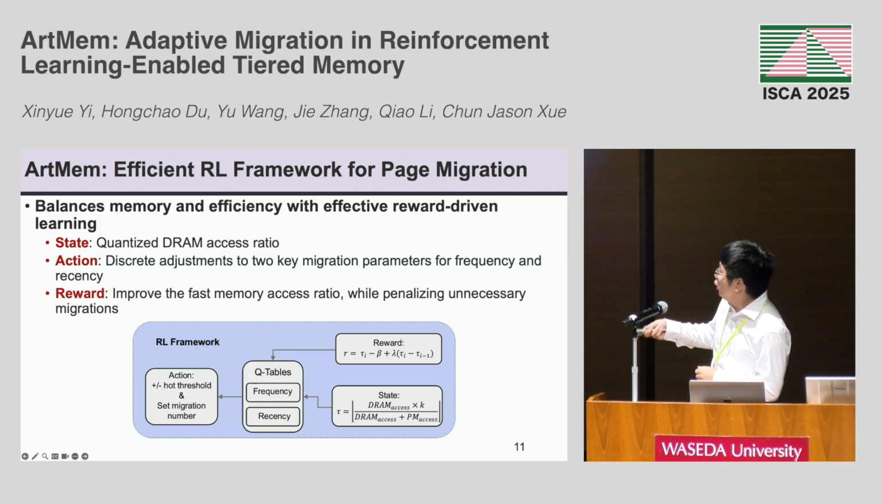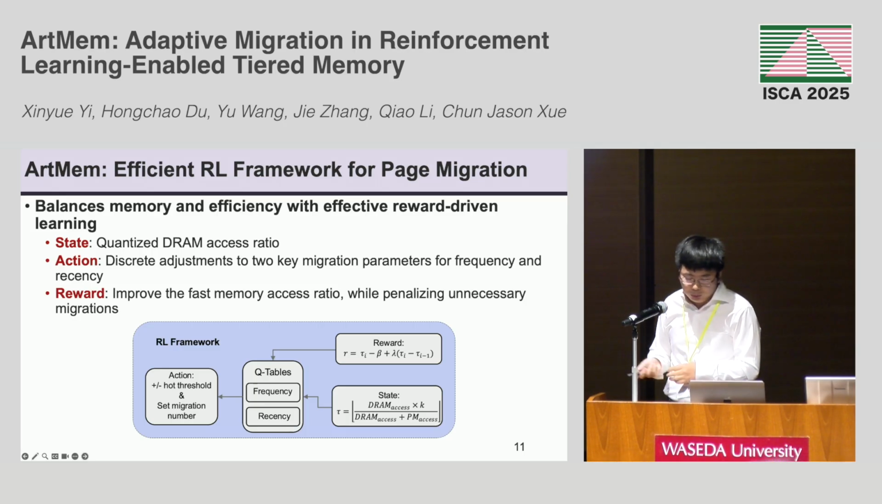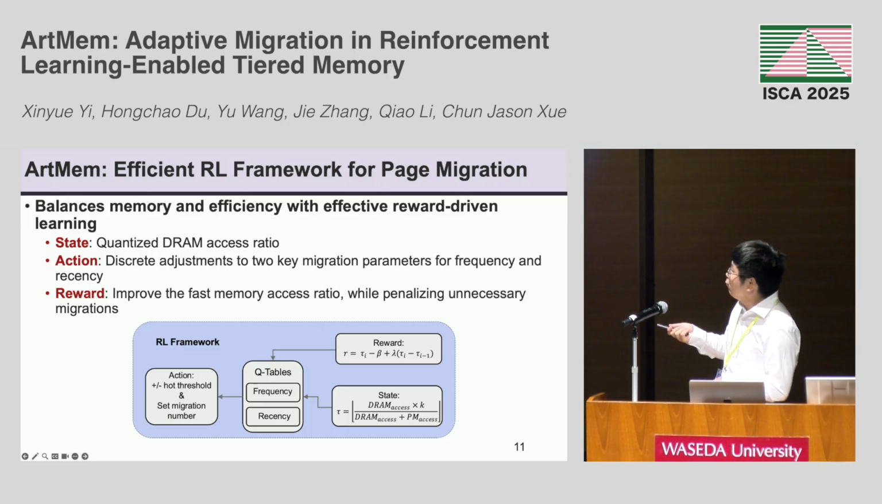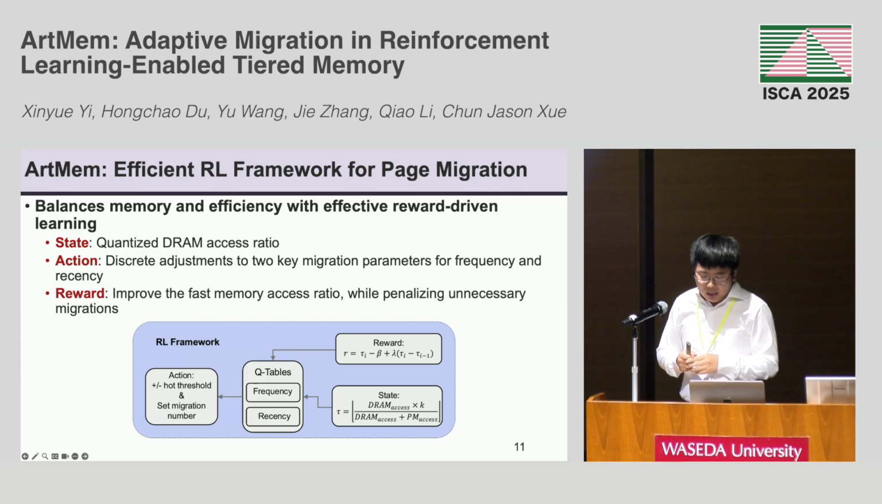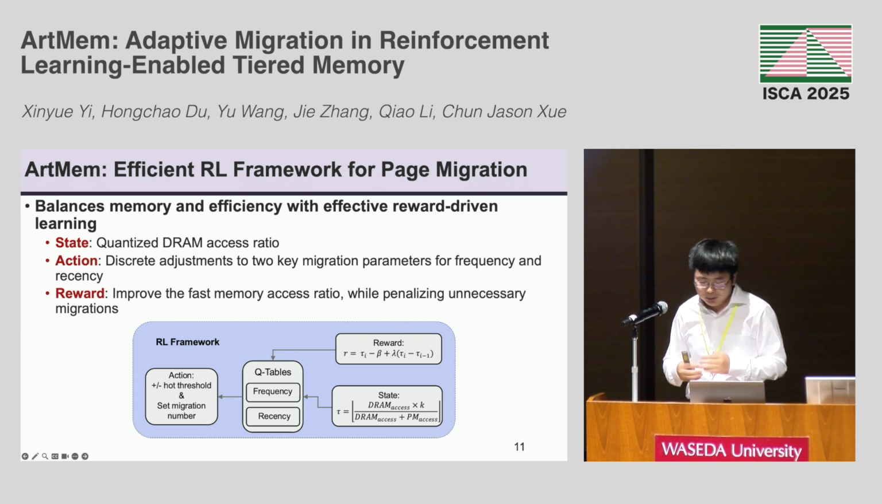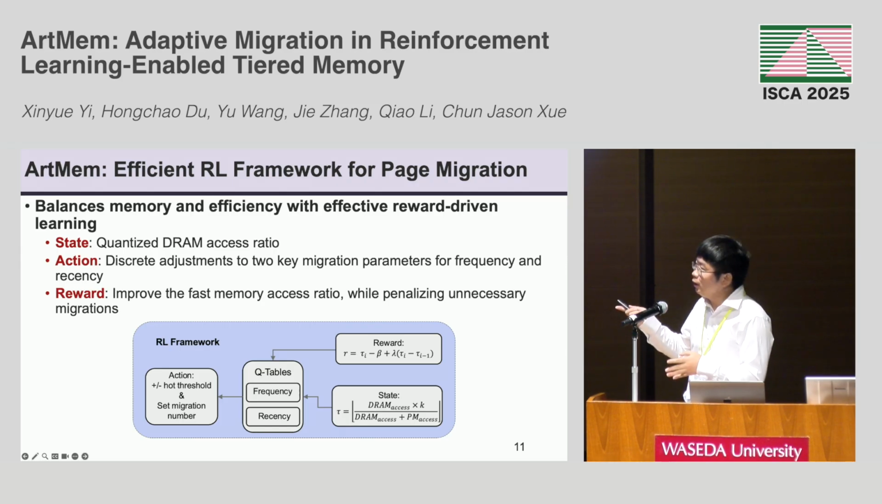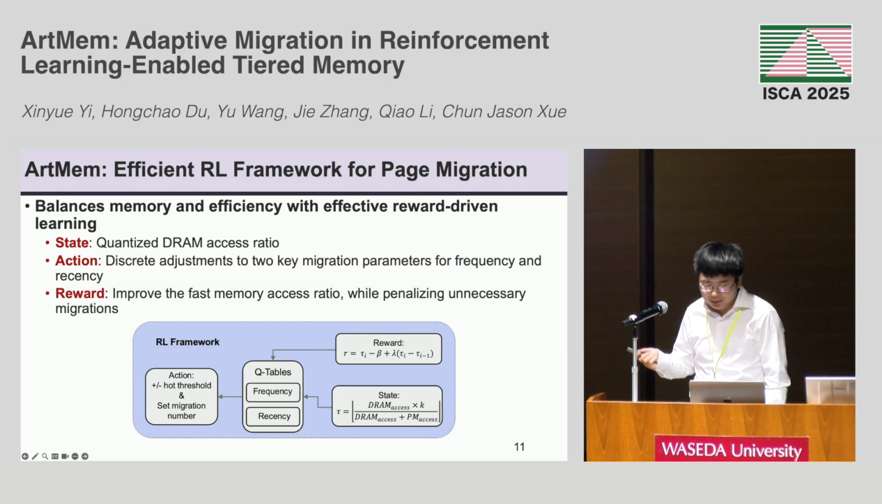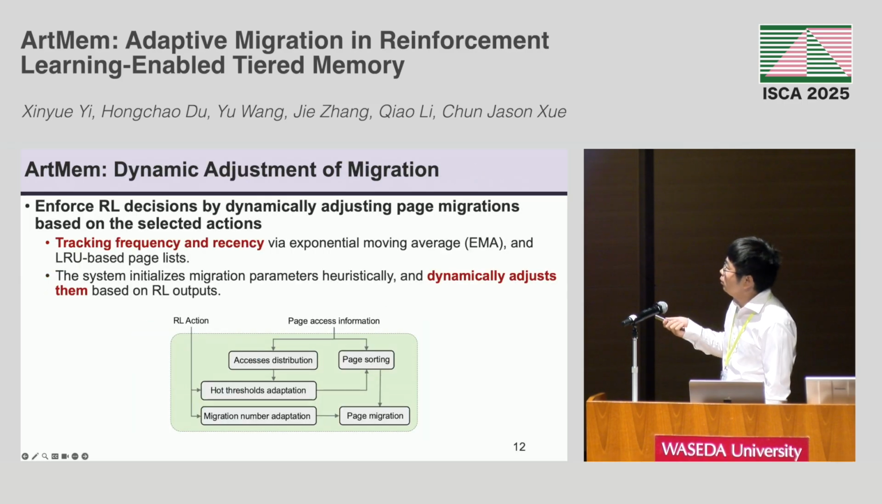And we use two separate Q tables to control key migration parameters, one for the frequency-based hotness threshold, and another for recency-based migration numbers. Our reward function balances two objectives: improving the fast memory access ratio while penalizing unnecessary migrations. This design keeps the state and action space small enough for efficient Q table updates, while still capturing the necessary decisions needed for effective migration.